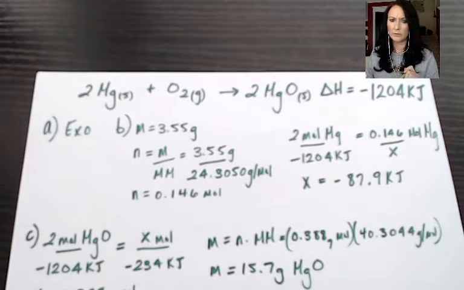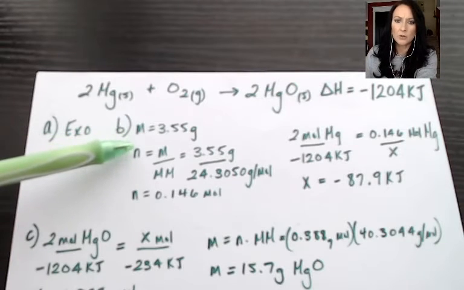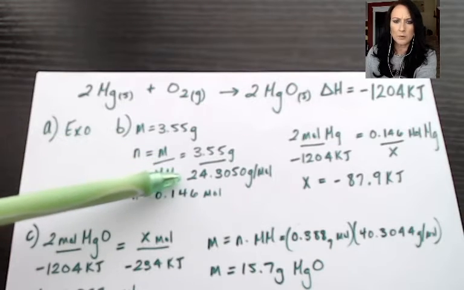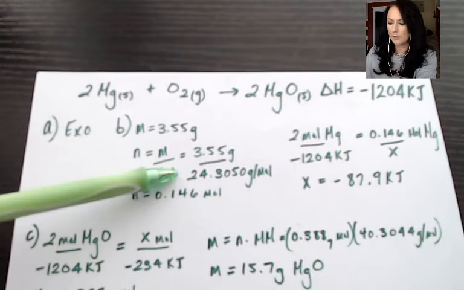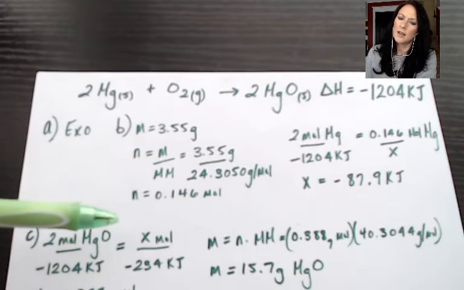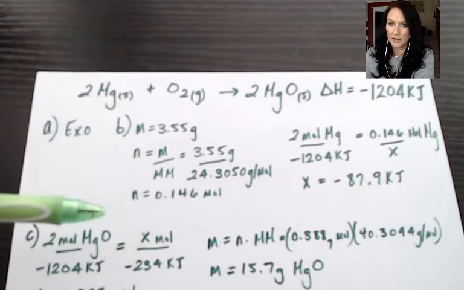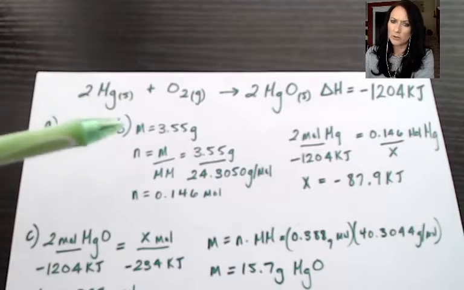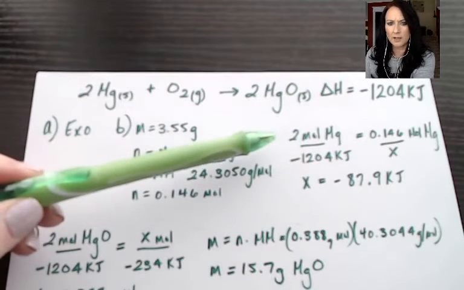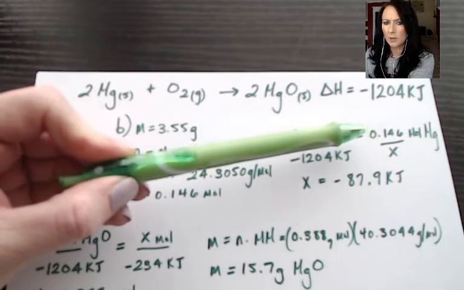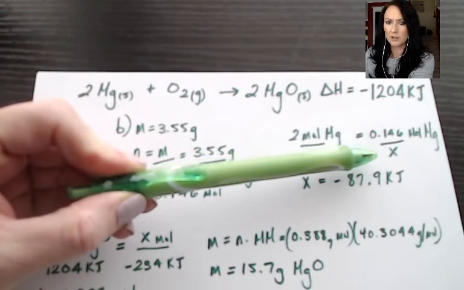So 3.55 grams, I'm going to change that into a mole value, so mass divided by molar mass. 3.55 divided by the molar mass of magnesium, so get this from your periodic table. This gives me 0.146 mole. Right? I can set up a very simple cross multiply here. So 2 moles of magnesium releases 1204 kilojoules. You can see that I've got that here. I don't have 2 moles, however. I have 0.146 mole. So I want to know how much is released for that particular amount of moles.